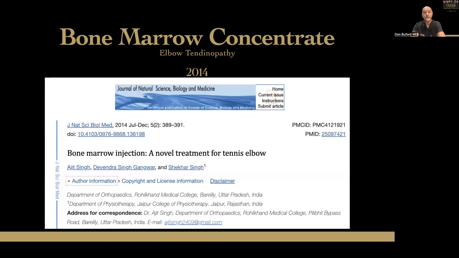Here's the best paper showing that BMC is effective for elbow tendinopathy. It came out 6 years ago, and these are some Indian authors. It's published in a little-known journal of natural science, biology, and medicine, but this is really the best one. This is why PRP is the most common thing I do for tennis elbow or golfer's elbow: we don't have a lot of data. I think BMC works, but there's not a lot of clinical data.